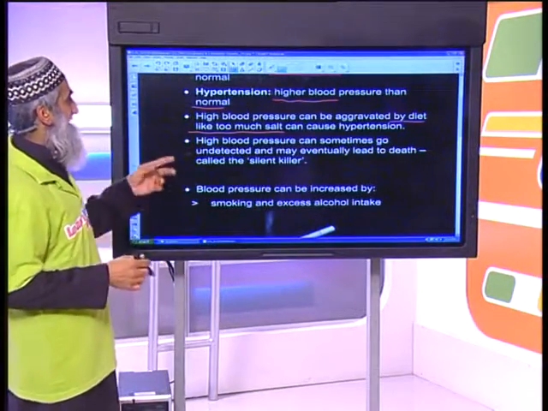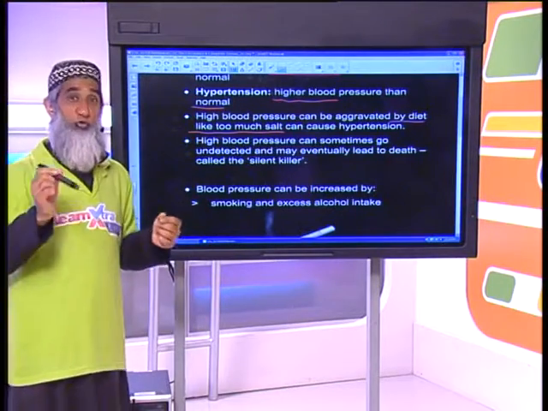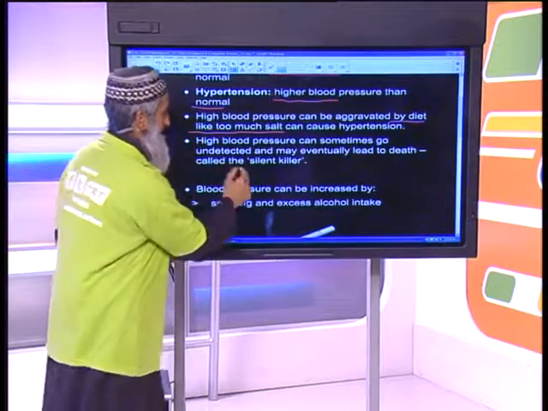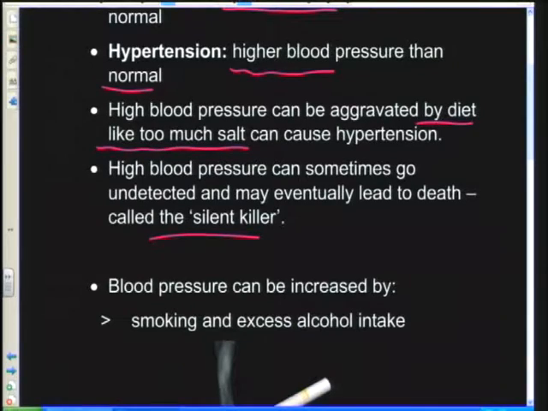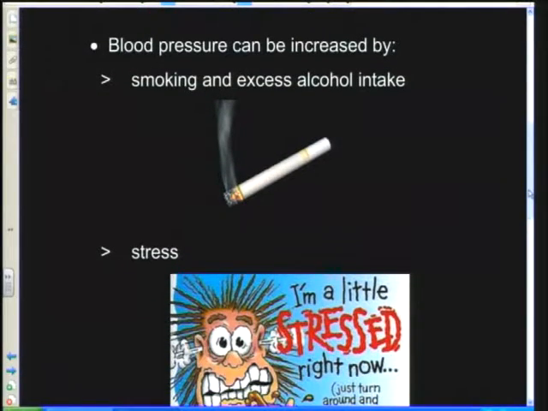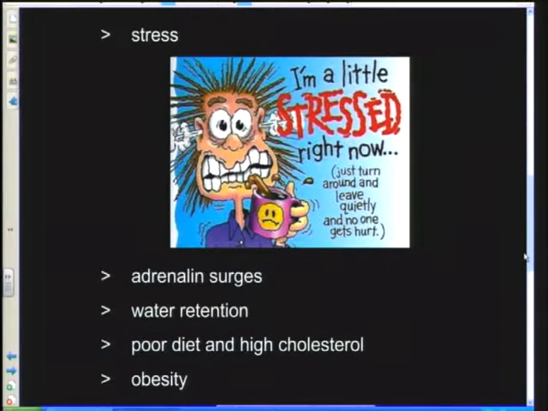High blood pressure can sometimes go undetected. It's called the silent killer, and may eventually lead to death. There we go, the silent killer. What increases blood pressure? Blood pressure is increased by smoking and excess alcohol intake. Stress is the number one.